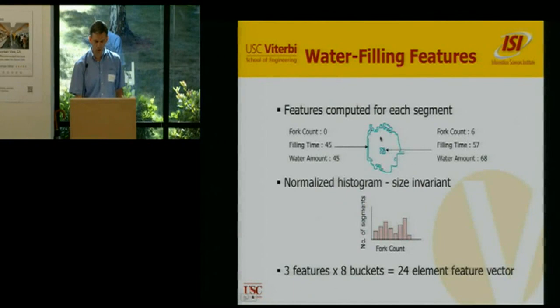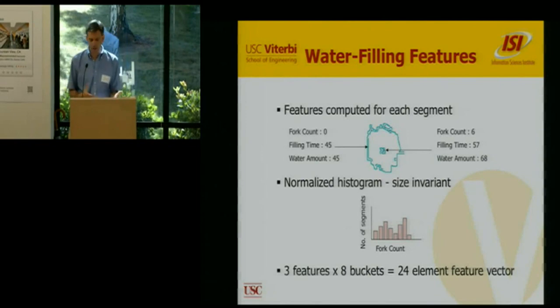This just shows what's actually going on: it blows up the image and shows this one part of it. The water filling features consist of three things: the fort count, the filling time, and the water amount. Essentially these capture the properties of the lines: how long the lines are, how much the lines branch, and the total number of pixels contained in all the lines. For each of the different lines in this edge map, we compute these things, and to make the properties size invariant with respect to the size of the image, we then create a normalized histogram of these different features.